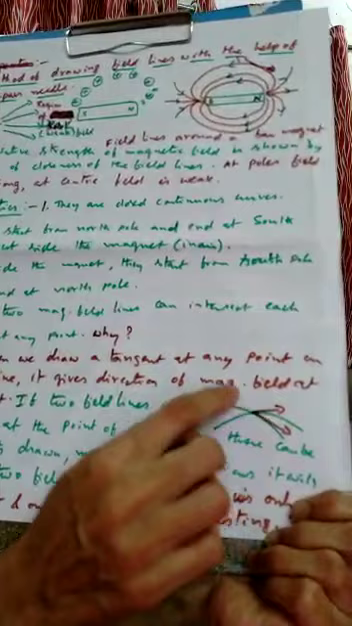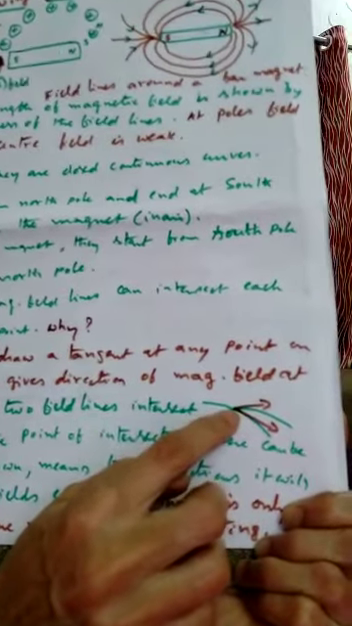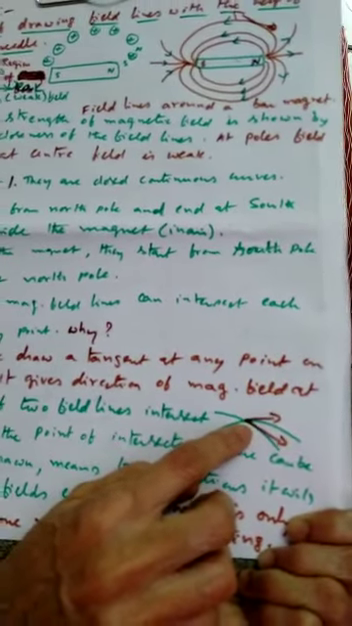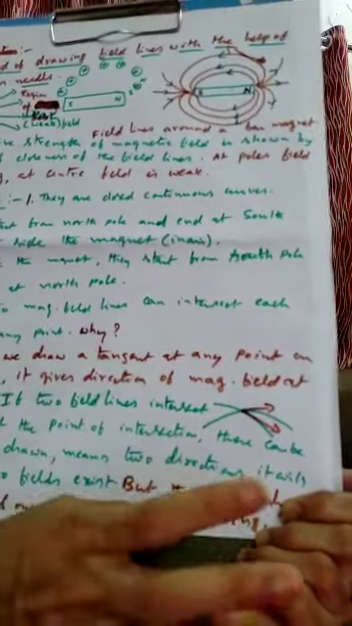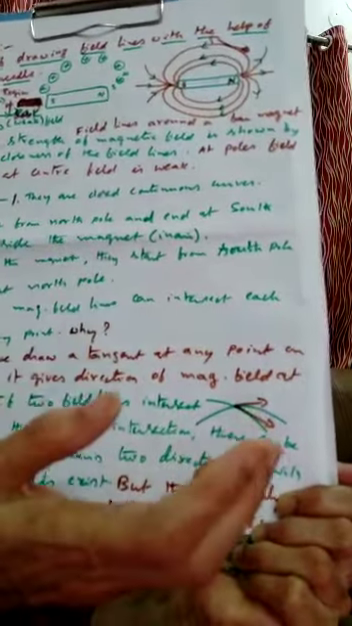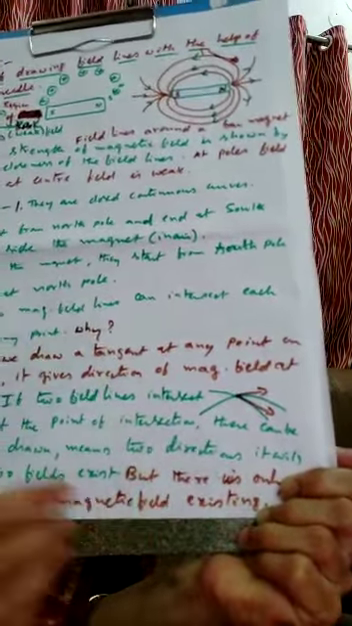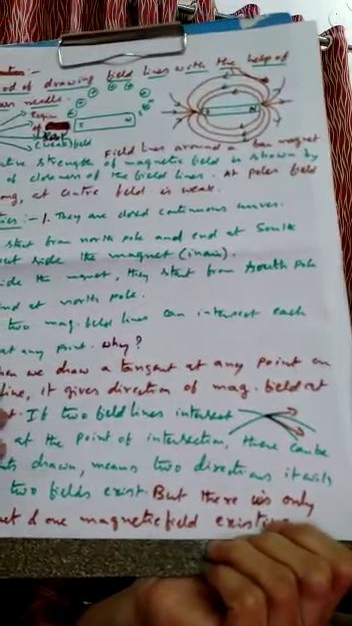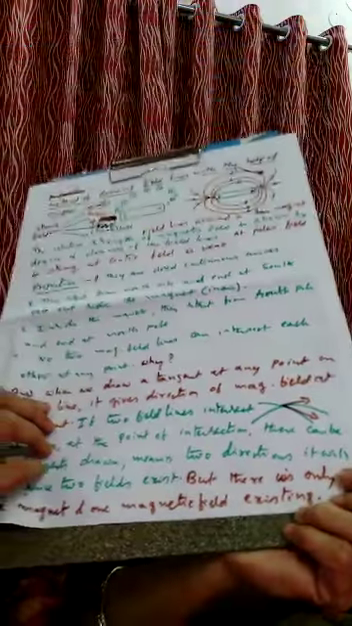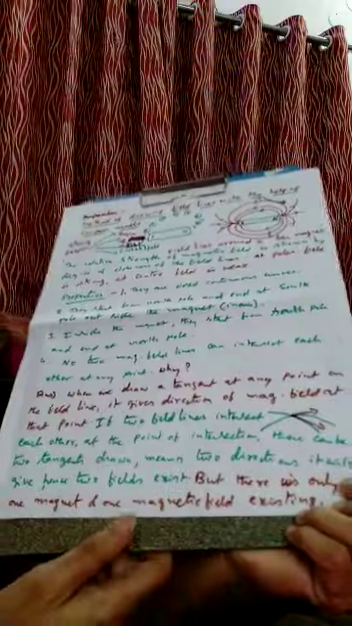So only one bar magnet means one magnetic field. But if they intersect, at the point of intersection there are two tangents, so two fields, which is not possible. It is impossible for one bar magnet to have two magnetic fields. So that is why no two magnetic field lines ever cross each other. There is only one magnet existing, so only one field is existing. That is the reason no two magnetic field lines ever cross each other.